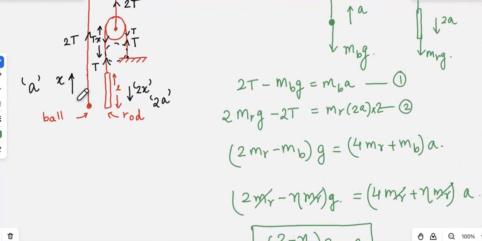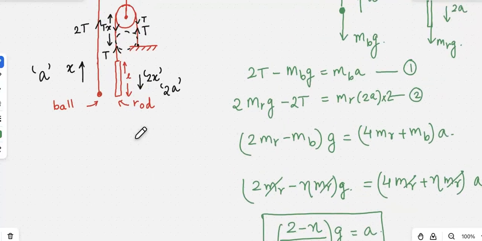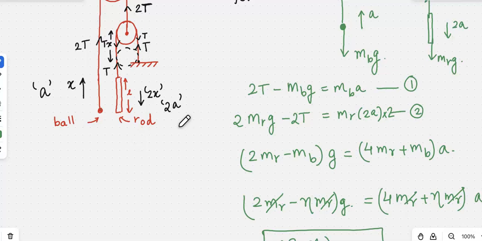So the ball will move upwards with this acceleration and the rod will go down with an acceleration 2 times that of the ball, right? So the relative acceleration will be 3a. Why will it be 3a? Because the rod's acceleration is downwards 2a and the ball's acceleration is upwards a. So the net acceleration relative to the rod will be 3a for the ball, right? So according to the rod, this ball is traveling with the acceleration 3a, right?